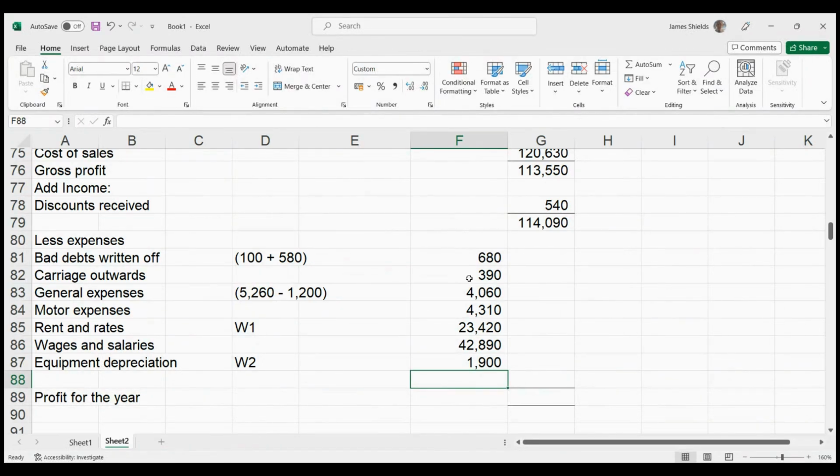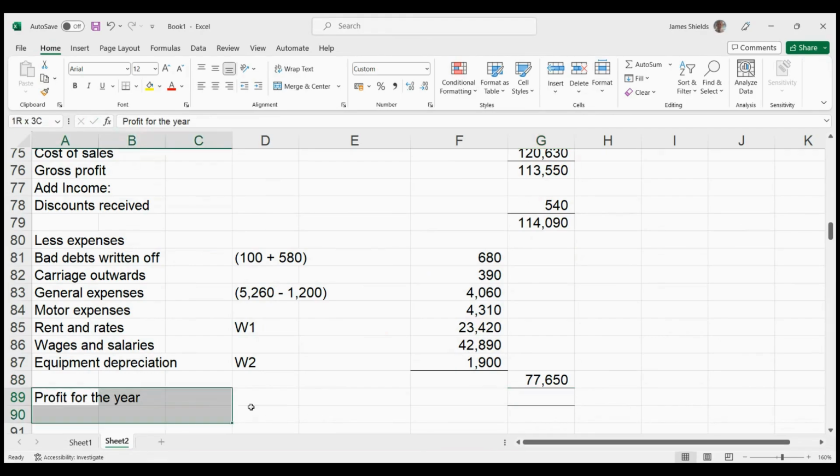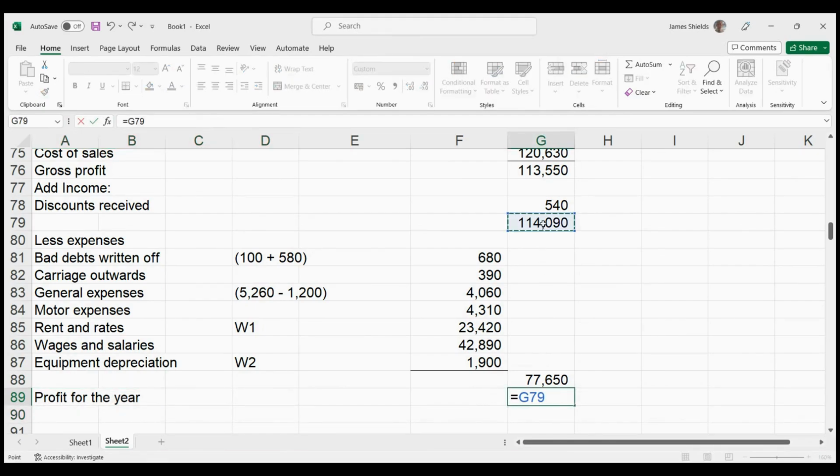So now what we'll do is we've got to total the expenses. So our total of expenses should come to 77,650. So our profit for the year then is going to be 114,090, take away the 77,650 expenses, giving us a profit for the year of £36,440. That's our income statement.